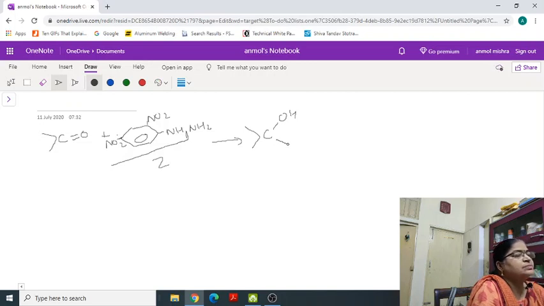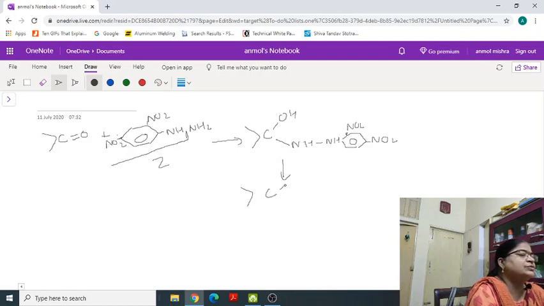CHO, NH, then NH, NO2, NO2. So it will form 2,4-dinitrophenyl hydrazone, 2,4-dinitrophenyl hydrazone, double bond N, NH.